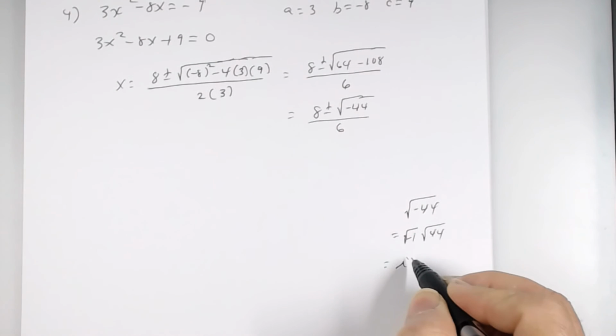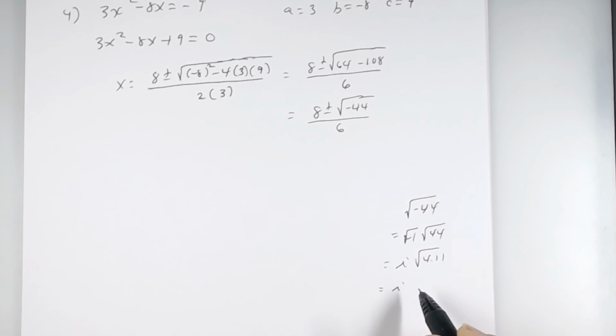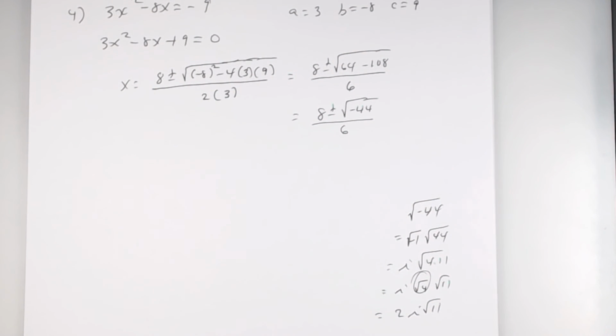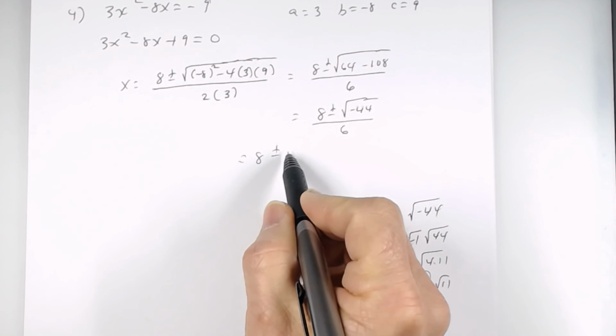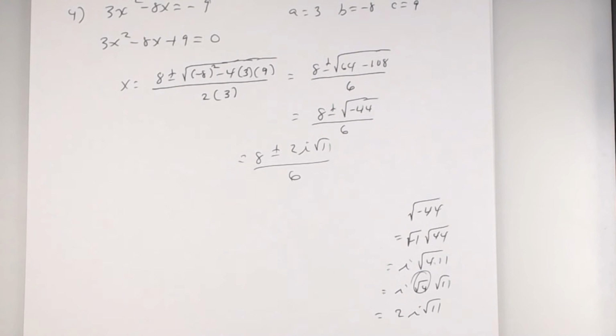So this is going to be i times the square root of 4 times 11. So it'll be i, and I'm just going to write in this step, but many of you can see this right away and say that's going to be 2i square root of 11. Because that's the square root of 4 times the square root of 11, right? And what's the square root of 4? 2. So you get 2i square root of 11. So that goes here. So I get 8 plus or minus 2i square root of 11 divided by 6. So that's where you're at.